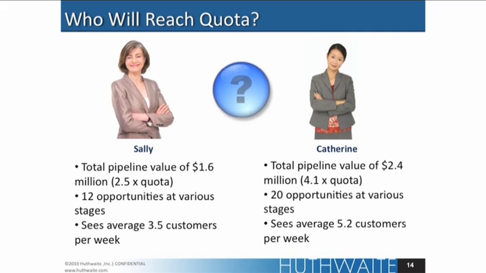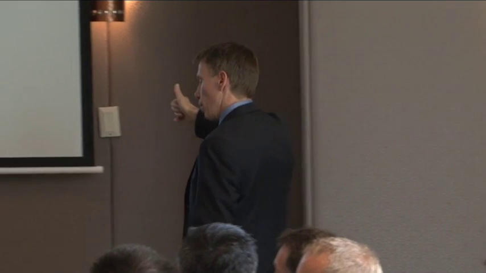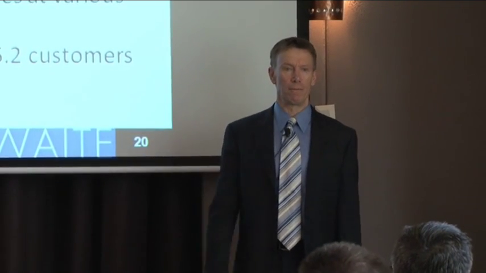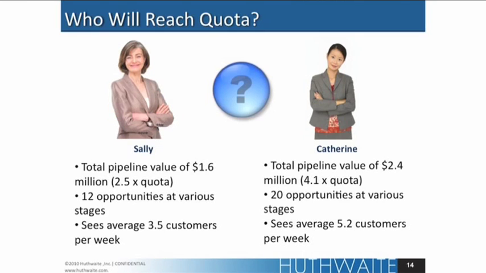And the question I'd like you to discuss with your partner, trying to reach an agreement, is who's going to reach quota? Who's more likely to reach quota based on the information that you see? These were the three metrics we talked about: value of dollars in the pipeline, number of opportunities in the pipeline, and activity level. One minute with a partner. Please try and decide who is your choice.